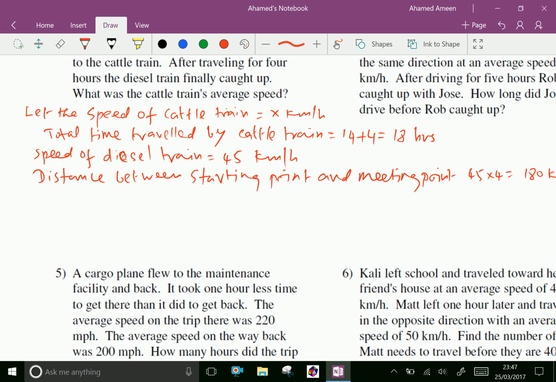Therefore, distance by cattle train equal 18x equal 180. We formed a linear equation. Therefore, by solving, x equal 180 over 18, which is equal 10 kilometer per hour.